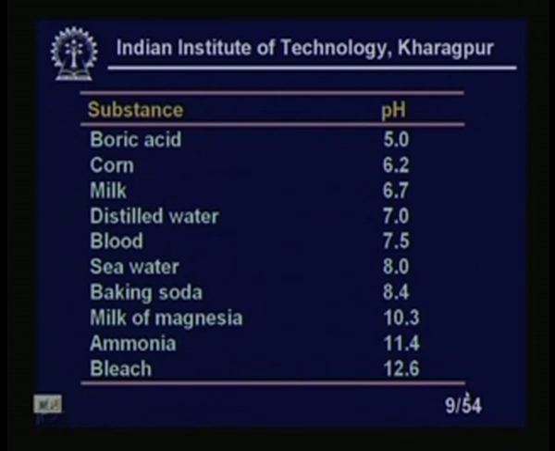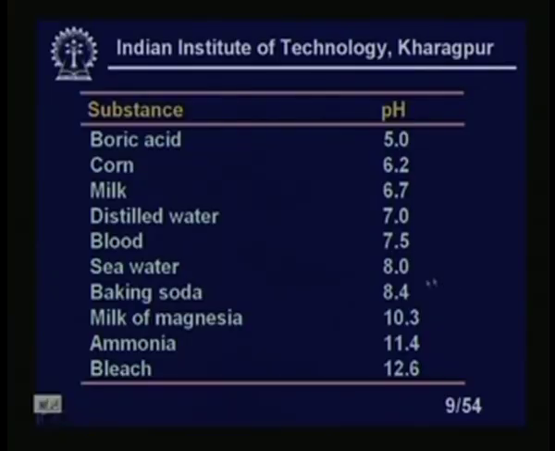Then we have boric acid 5, corn 6.2, milk 6.7, slightly acidic, and distilled water 7.0. Now, if it crosses 7, that means it becomes alkaline. Blood 7.5, as I told you, its range lies from 7.35 to 7.4 or 7.5, so we have given the value 7.5. Sea water is alkaline, 8, baking soda 8.4, milk of magnesia 10.3, ammonia 11.4, quite highly alkaline. Bleach is even higher, 12.6. This is the range of the pH values for the different commonly used substances.